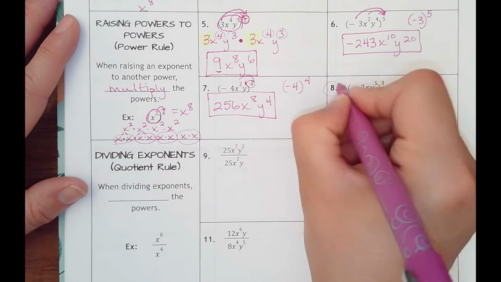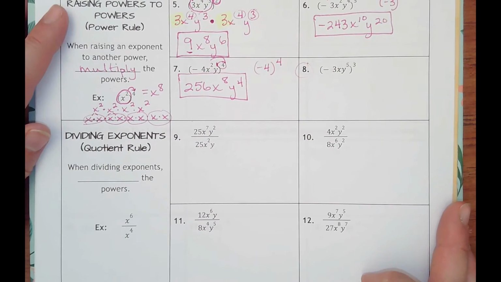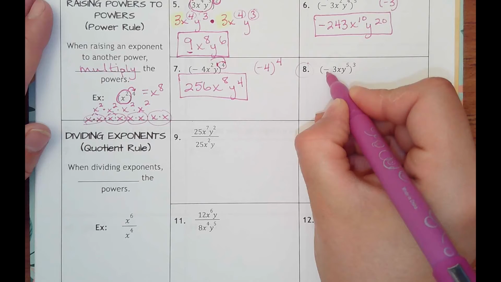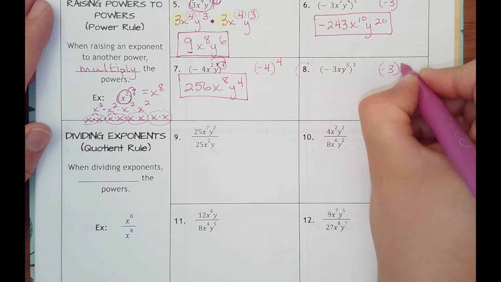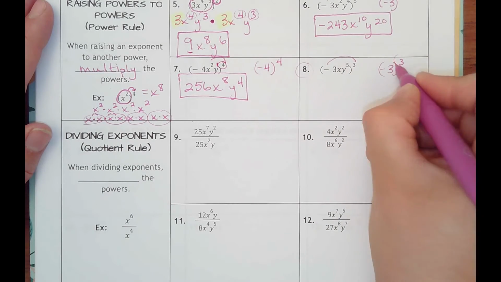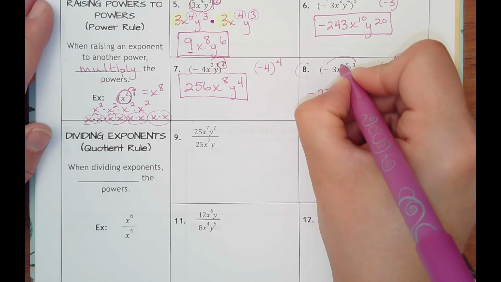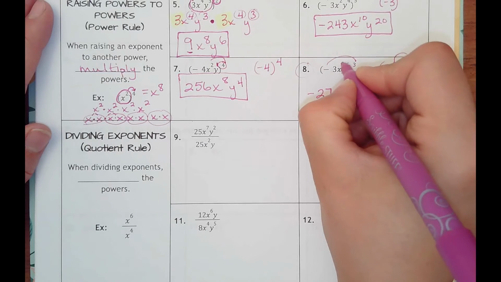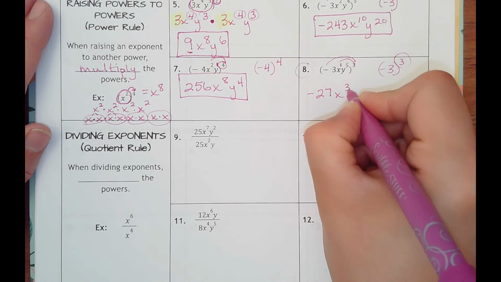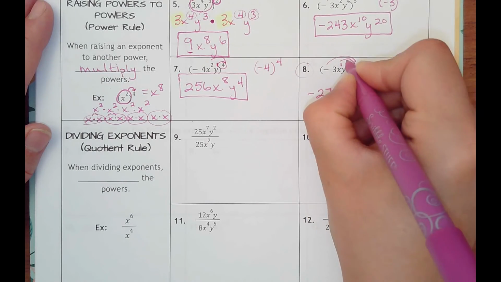So why don't you go ahead and pause and for sure try number 8. You should have done negative 3 to the 3rd power. It's an odd power, so it should be a negative. 3 times 3 is 9, times 3 is 27. This x is to the 1st power, so it'd be x cubed y to the 15th.